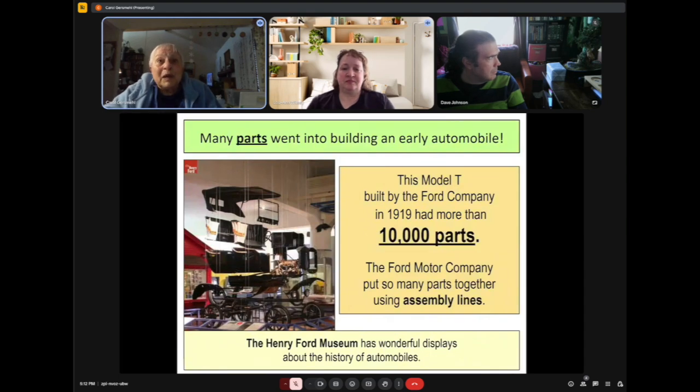Mr. Ford's Model T, if you go to the Henry Ford Museum, you will see it all broken apart into pieces. These are some of the bigger pieces, but what had to be put together in an assembly line was 10,000 parts. And that took some planning and some figuring out. They didn't do it overnight.